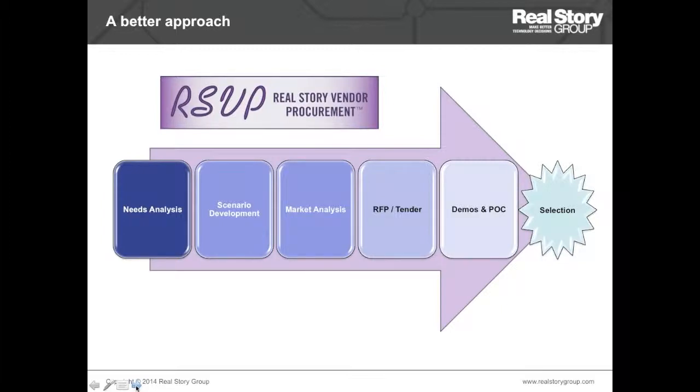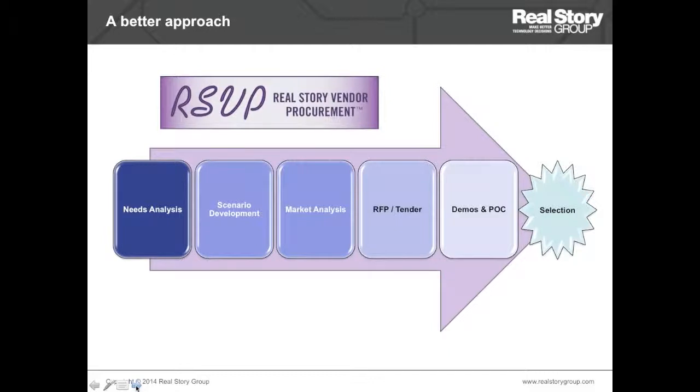Needs analysis, scenario development. The reason I started this webinar talking about scenarios is because that's really the key to understanding if vendors meet your needs. It's not long lists of functionality. If you're looking for a marketing automation tool, yes, they all send email. But how do they send email? What kind of segmentation do they allow you to do? Is that going to fit your particular scenario?